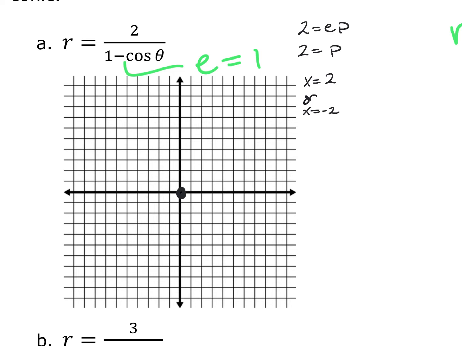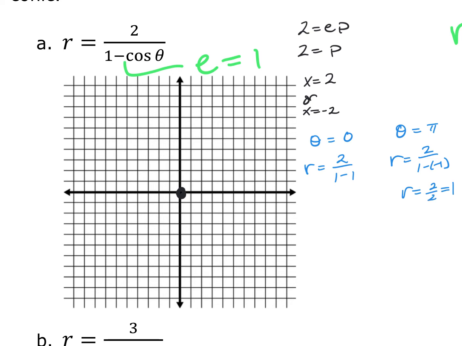So I'm going to put in theta is equal to 0. When theta is 0, r is equal to 2 over 1 minus 1. Well, this is undefined. So that means I'm probably going to be opening to the right. So let's try theta being pi. So r is going to be equal to 2 over 1 minus a negative 1. So r is going to be 2 over 2, or in other words, 1.